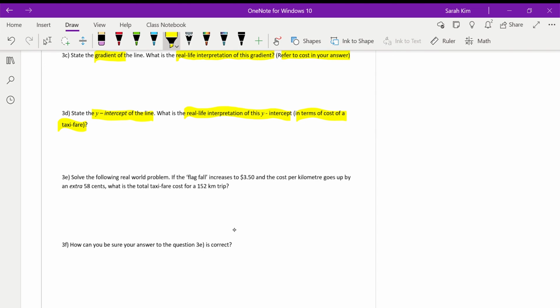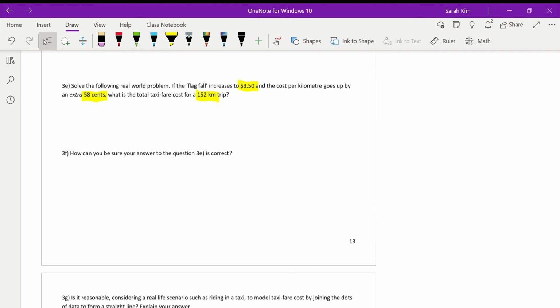Solve the following real-world problem. If the flag fall increases to $3.50 and the cost per kilometre goes up by an extra 58 cents, what is the total taxi fare cost for a 152 kilometre trip? You need to figure that out. How can you be sure your answer to the question 3 is correct? You've got to figure that out.